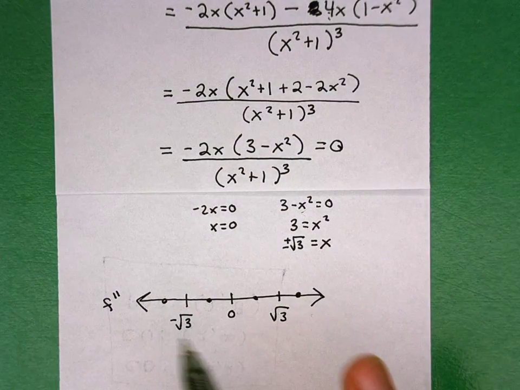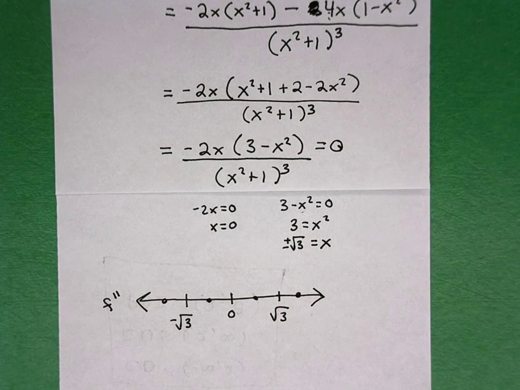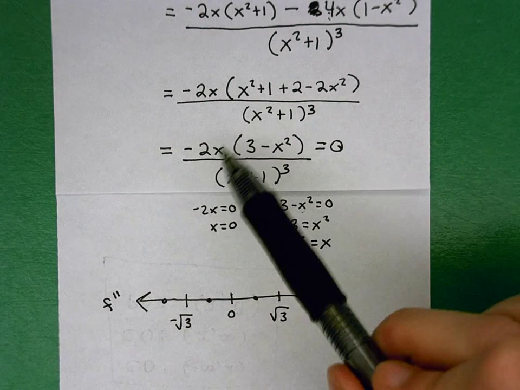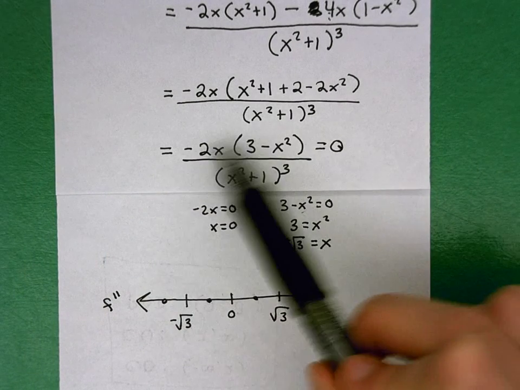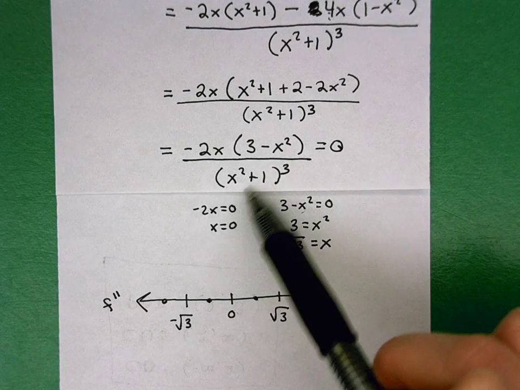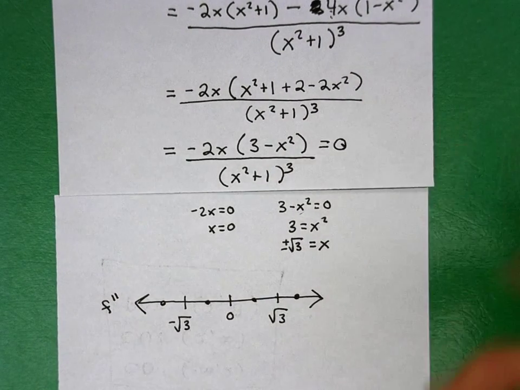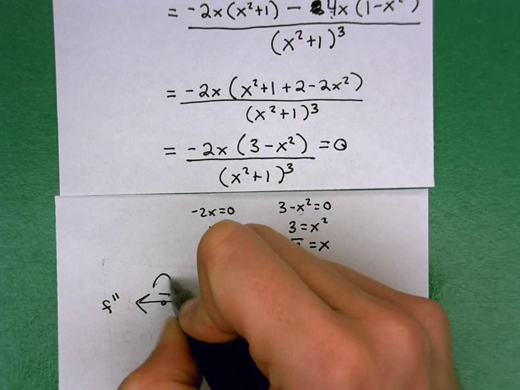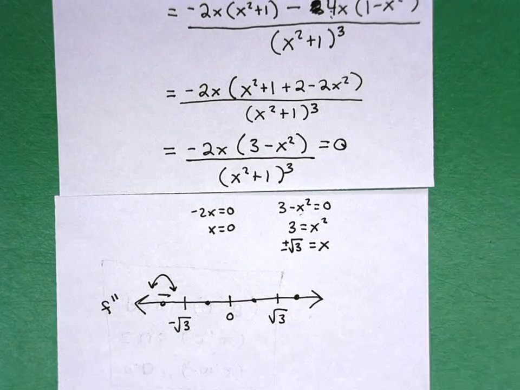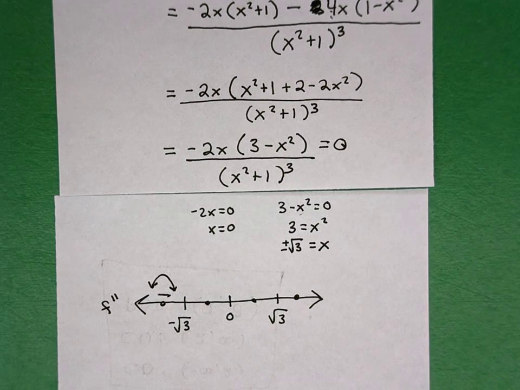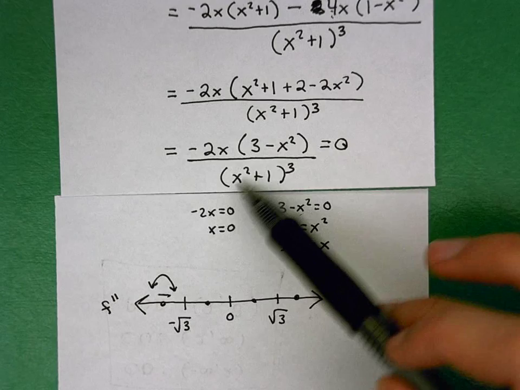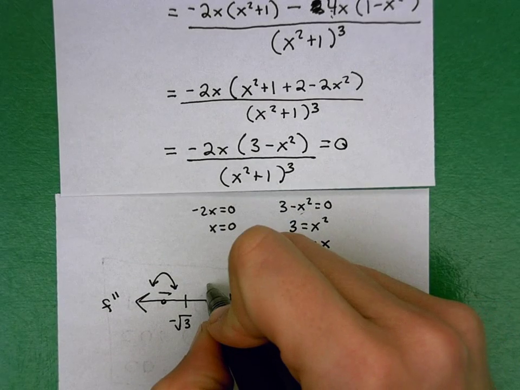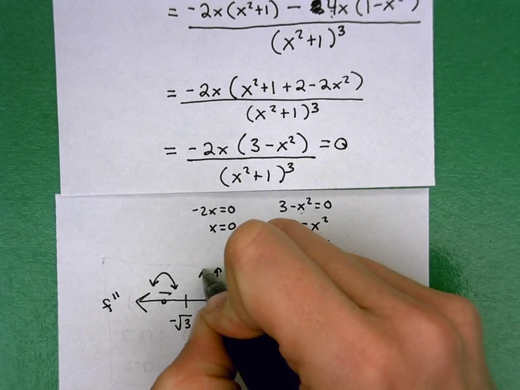Okay. So left of negative root 3 would be like negative 2. And when I plug in negative 2, I get a positive times a negative, so a negative on top, divided by a positive on bottom. And a negative divided by a positive is a negative. And so I know left of negative root 3, I am concave down. Okay. In between negative root 3 and 0 is like negative 1. When I plug in negative 1, I get a positive times a positive over a positive.